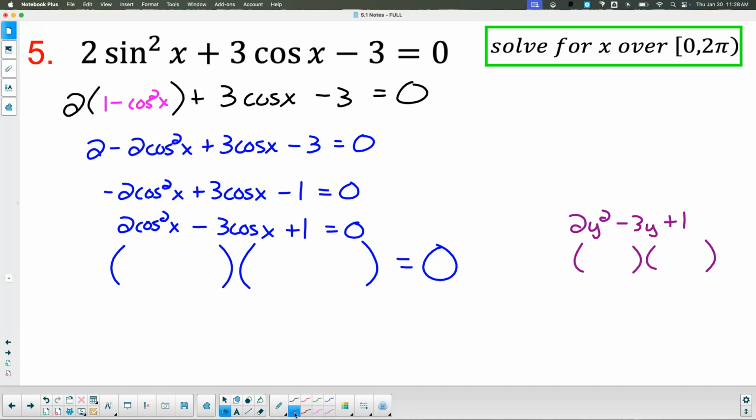So what two things multiply together to be 2y squared? 2y and y, right? My only choice. So then this is going to be 2 cosine of x and cosine of x. What multiplies together to be 1? 1 and 1, right? Only choices. One has to be positive, one has to be minus, or they both have to be positive or they both have to be negative.